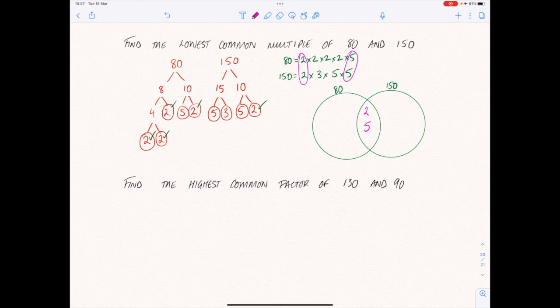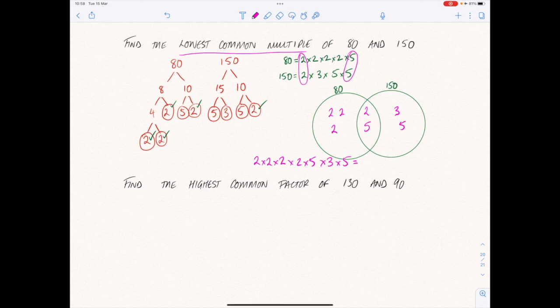So think about it, when you circle them both, they merge into one. Then the leftovers go in the relative circle. So 3 and 5 for 150, and 2, 2 and 2 for 80. What you now need to do to find the lowest common multiple is multiply all those numbers in the Venn diagram. So I'm doing 2 times 2 times 2, which is those 3 there, times 2 times 5, which is the middle section, times 3 times 5.